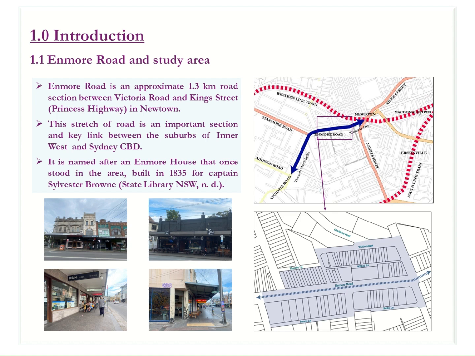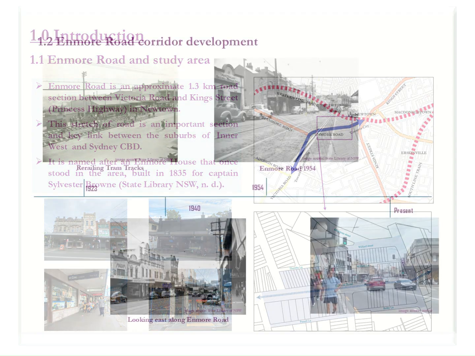Here, the blue stretch on the top right corner of the map represents Enmore Road. Similarly, the images on the left showcase the vibrant and active nature of the section near Newtown. Thus, to explore this area in more detail, a small walkable section indicated by the shadow on the bottom right corner of the map has been selected. This presentation will further focus on that specific area.